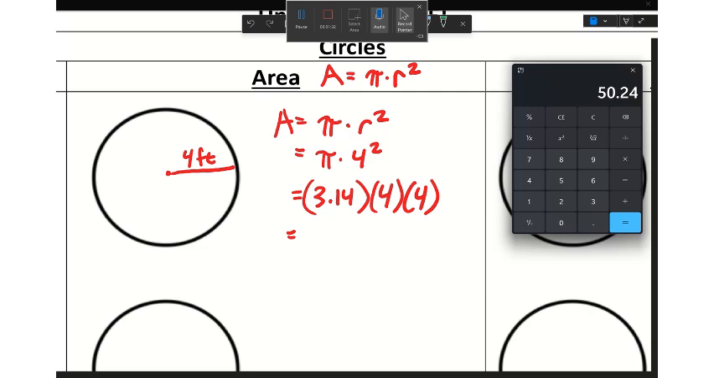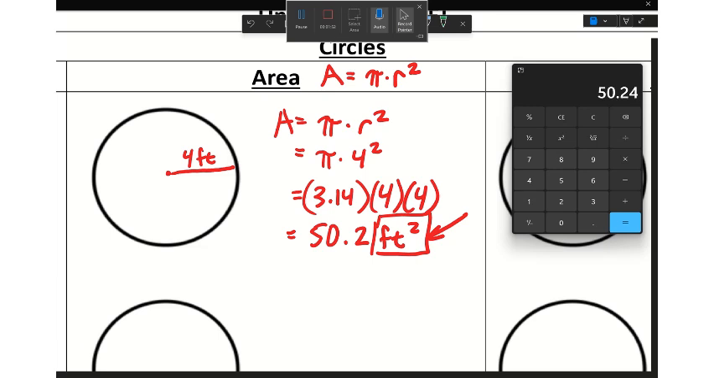In this case, let's round to 1 decimal place, and we're going to get 50.2 feet squared. Now, don't forget that the units matter a lot. When we deal with area, we always square our units. This is how we do our first major problem for area.